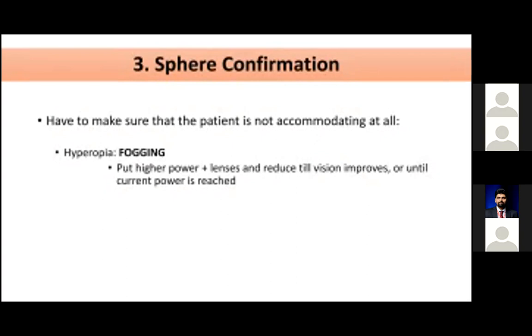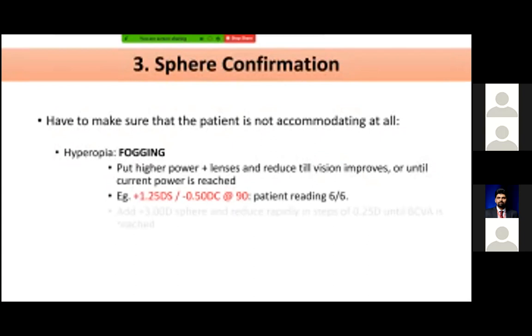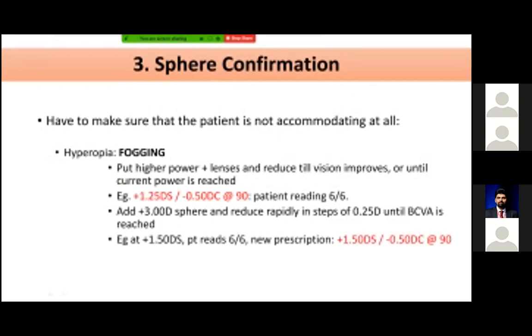So let me show you with an example. This is a +1.25 diopter sphere, and we want to make sure this patient is not accommodating. So we do fogging. For fogging, we add high power plus lenses. So I've added +3 diopters sphere, and I rapidly reduce in either 0.25 or 0.5 steps until the visual acuity comes back to the 6/6 which the patient originally had. And in this example, say at 1.5 diopters, the patient is reading 6/6. So that means the prescription has to be changed from 1.25 to 1.5 diopters. And this is how fogging is done.